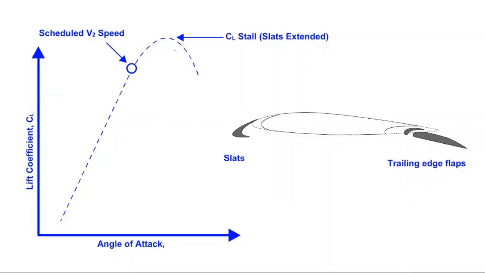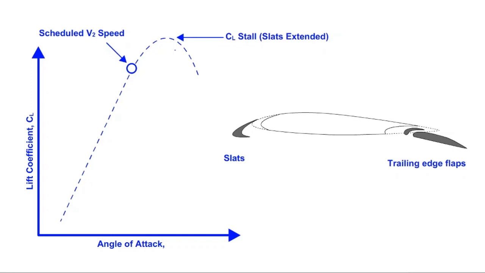This illustration depicts the ability of a wing to produce aerodynamic lift as the wing's angle of attack changes. Aerodynamic lift is represented by a non-dimensional coefficient, CL. When the airplane is properly configured for takeoff and is flying at the scheduled takeoff safety speed, V2, the wing's angle of attack is well below the angle of attack where wing stall occurs.